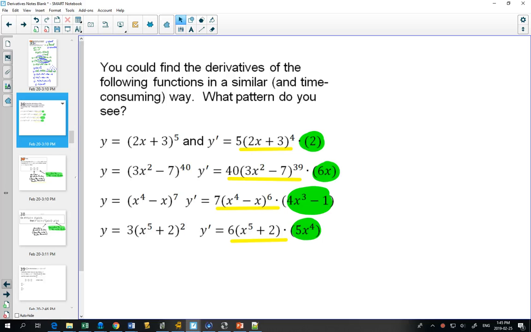So we notice this idea that we keep things simple: just the outside, keep the inside the same, and multiply by the derivative of the inside. Okay?